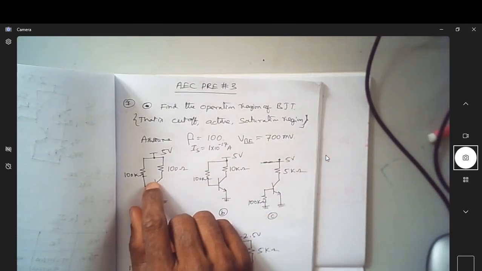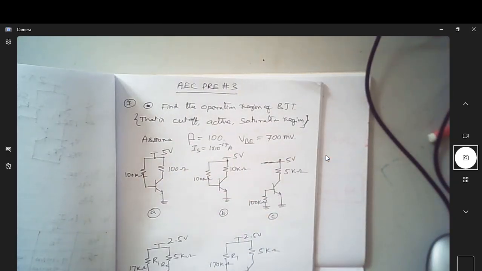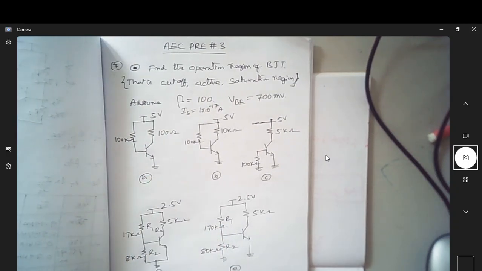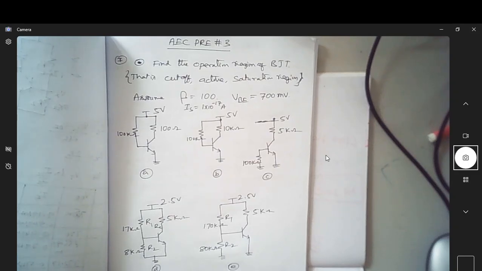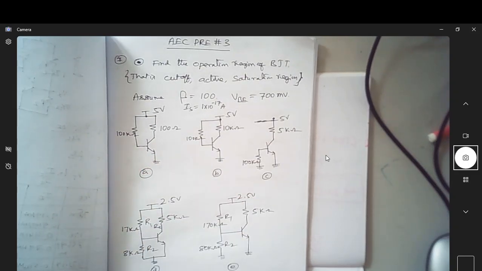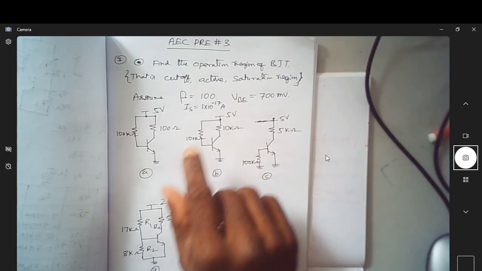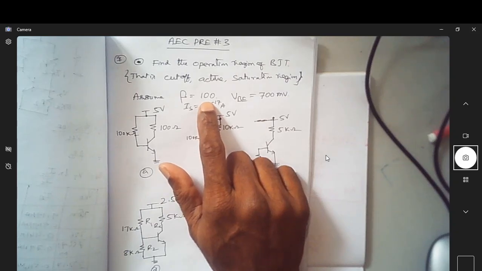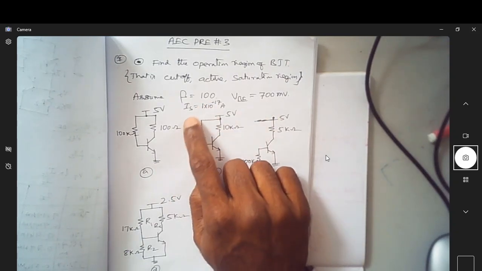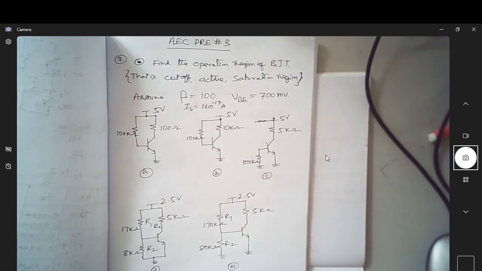So in this series, we have asked you to find the region of operation of the BJT for different cases. That is, we are asked to find whether the BJT is operating in the cutoff region, active region, or saturation region. We ask you to assume the value of beta as 100, VBE as 700 millivolts, and one more parameter, IS, was given as 1 into 10 power minus 17 amperes.